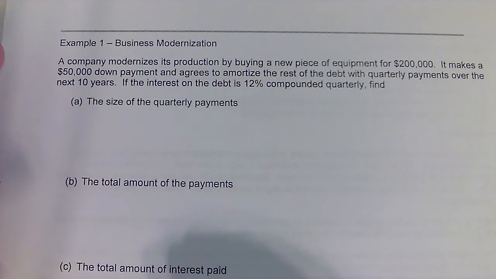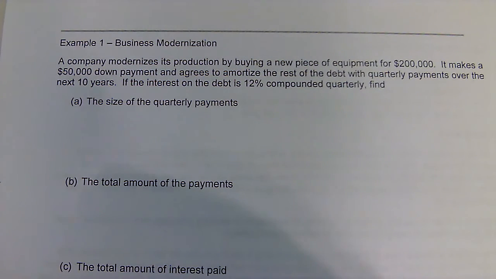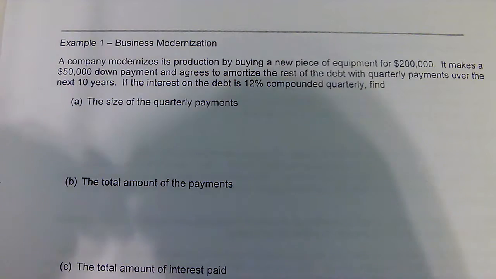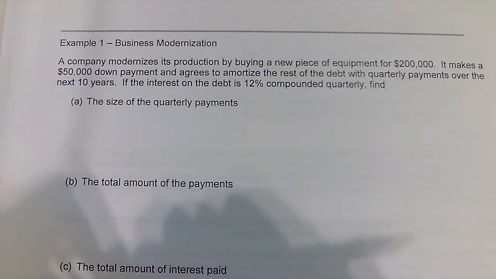So let's say a company modernizes its production by buying a new piece of equipment for $200,000. It makes a $50,000 down payment and agrees to amortize the rest of the debt with quarterly payments over the next 10 years. If the interest on the debt is 12% compounded quarterly, because it's compounded every time he makes a payment, find the size of those payments.